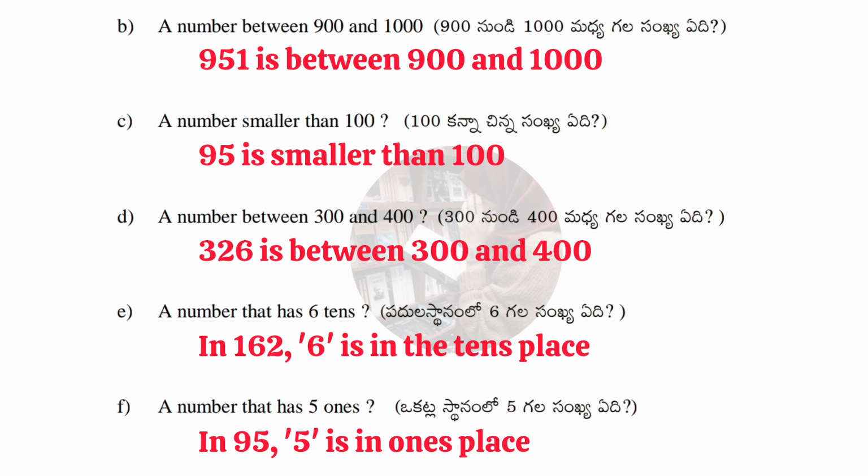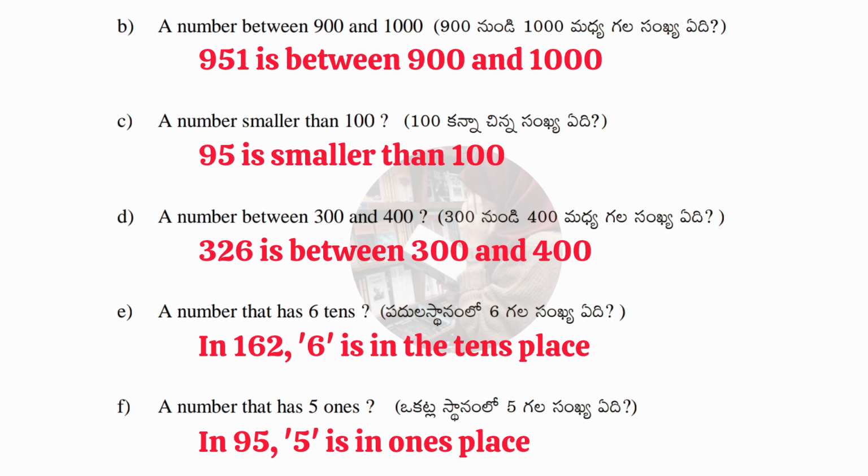Next, fourth question, a number between 300 and 400. So the answer is 326, the number that lies between 300 and 400. Next, fifth question, a number that has 6 tens. Means a number in which 6 stands in tens place. So that number is 162, where 6 is in tens place. Got it? Next, sixth question, a number that has 5 ones, means 5 stands in ones place. So that number is 95, where 5 is in ones place.